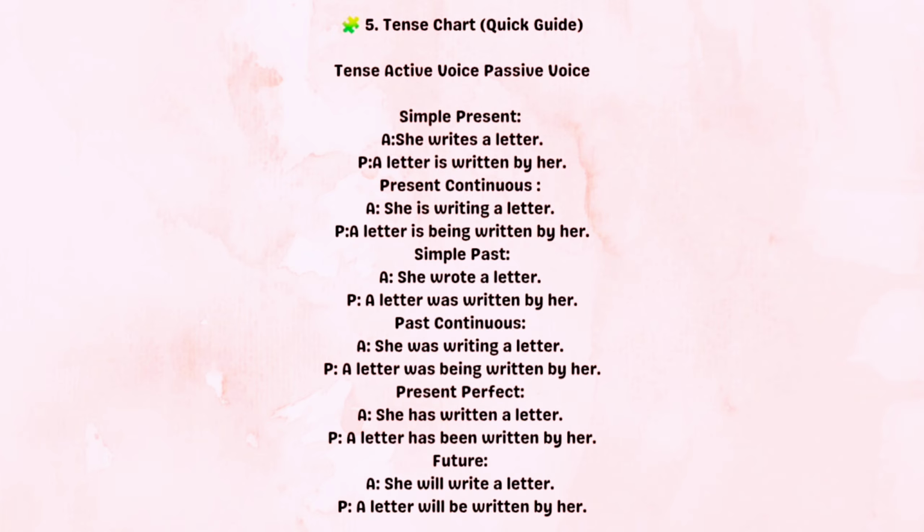Simple past. Active voice: she wrote a letter. Passive voice: a letter was written by her. Past continuous. Active voice: she was writing a letter. Passive voice: a letter was being written by her. Present perfect. Active voice: she has written a letter. Passive voice: a letter has been written by her. And future. Active voice: she will write a letter. And passive voice: a letter will be written by her.